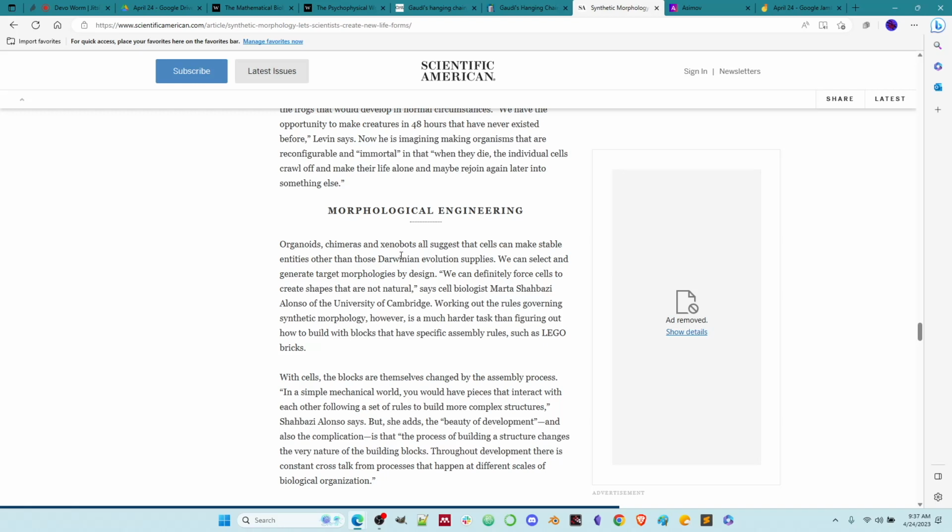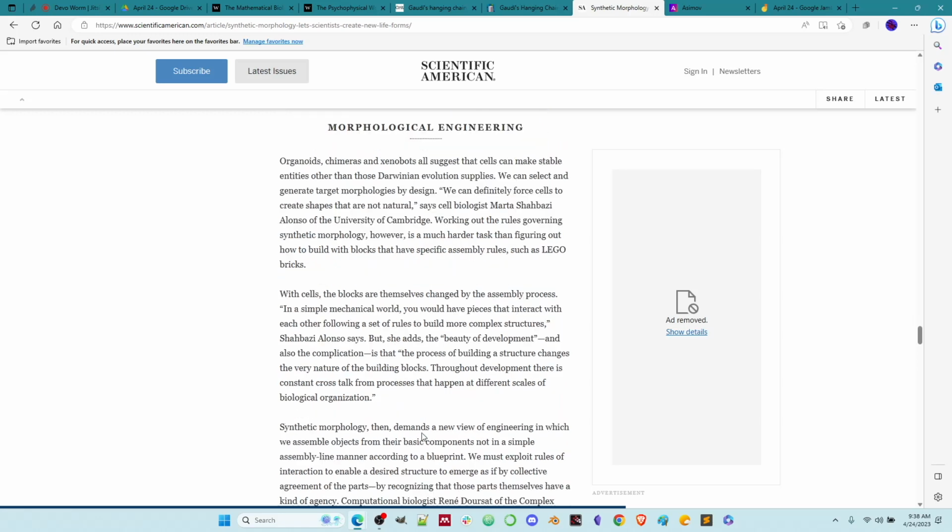And then xenobots are based on frog embryos, but they're these little robots that you can build based on developmental principles from these little proto embryos, and they can move around and do things in a way that is programmable. So this is really interesting work.